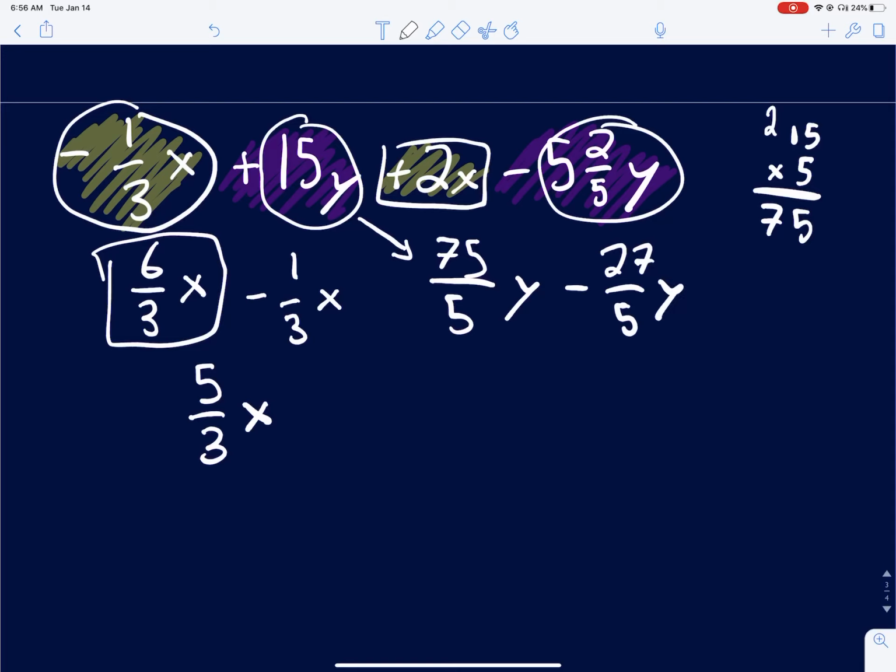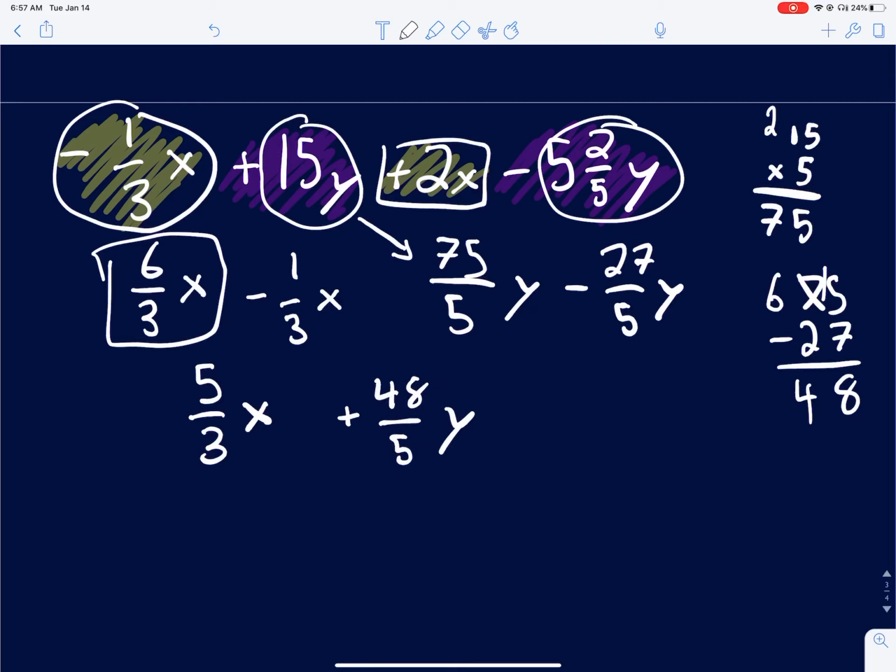Now, if you have a hard time subtracting those numbers, let's just go ahead and bring them over here. We have 75 minus 27. We'll borrow from the 7, so it gives us 6. So 15 minus 7 is 8. 6 minus 2 is 4. So we're left with plus 48 over 5y.